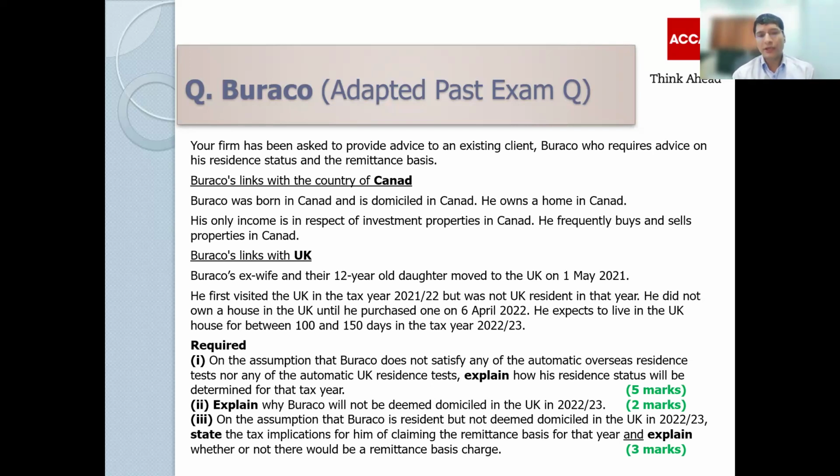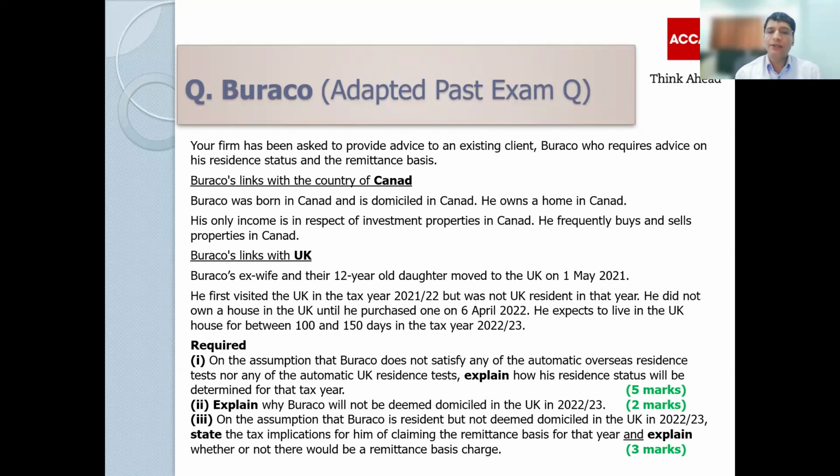So the first point is saying explain. See, you need to explain here. So what you need to explain? Explain how his residency status will be determined for that tax year. That tax year means obviously 22-23. But read further the first line. On the assumption that Barako does not satisfy any of the automatic overseas residence test, nor any of the automatic UK residence test. So that means you do not need to talk about the first two.